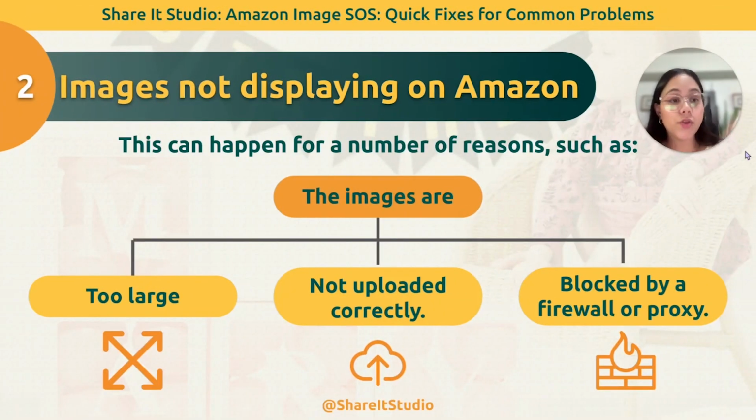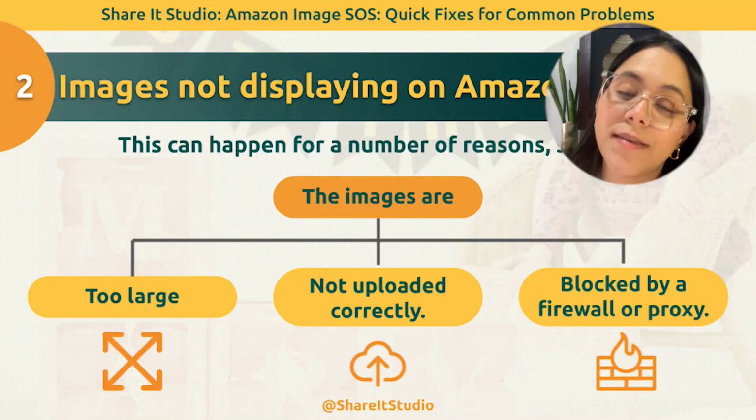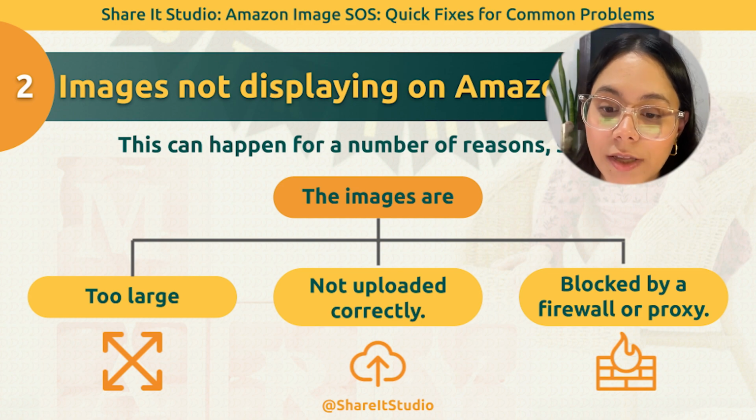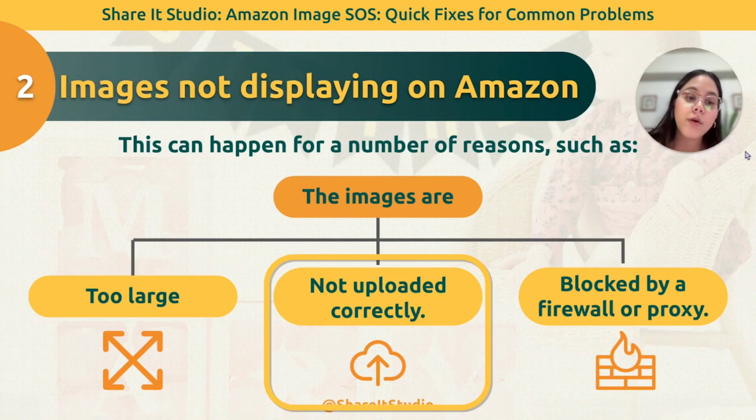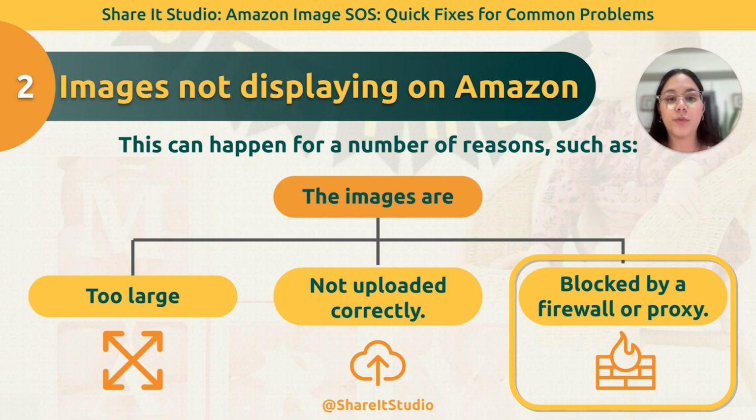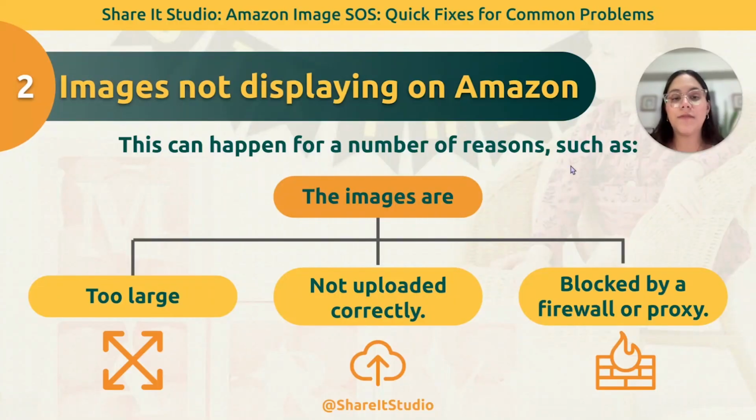The problem number 2 that you could have is that the images are not displaying on Amazon at all. This can happen obviously for a number of reasons. The images are either too large, not uploaded correctly, or blocked by a firewall or proxy. So how can you solve any of these problems?